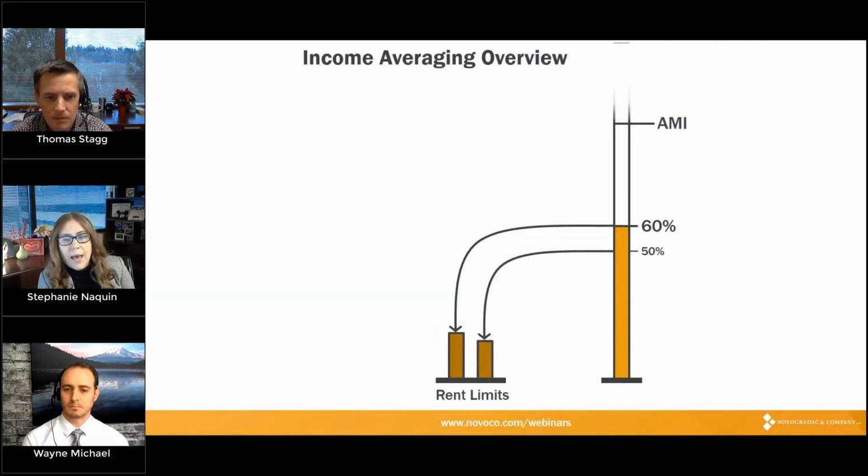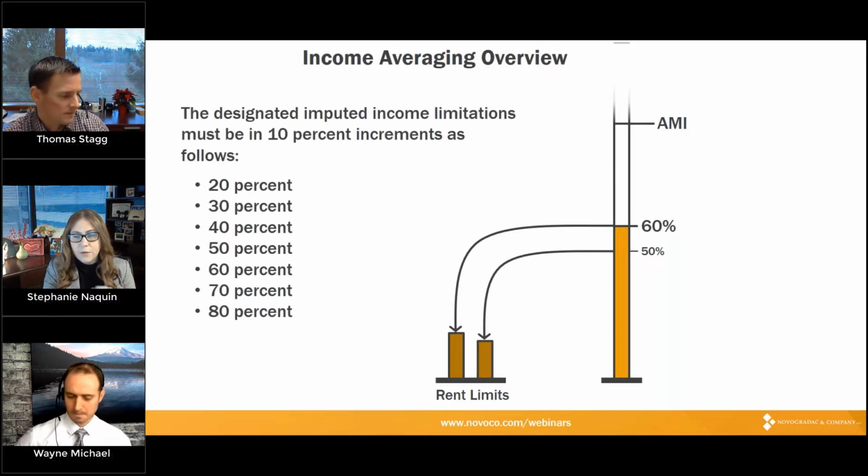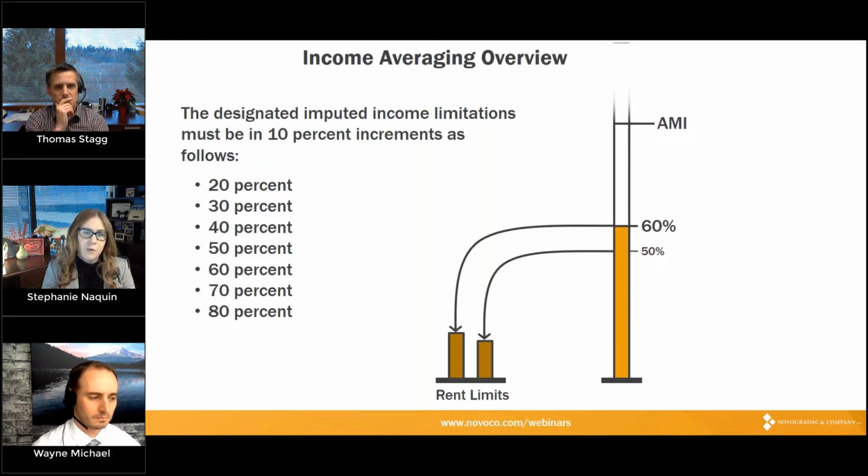So before, we had our 20 at 50 or 40 at 60, which means that you had either 50% was your low income definition, and that's the maximum it could be, or 60% was the definition of low income, and that's the maximum it could be. Well, what income averaging does is that it opens up this idea that you can designate units in 10% increments from 20% all the way up to 80%.